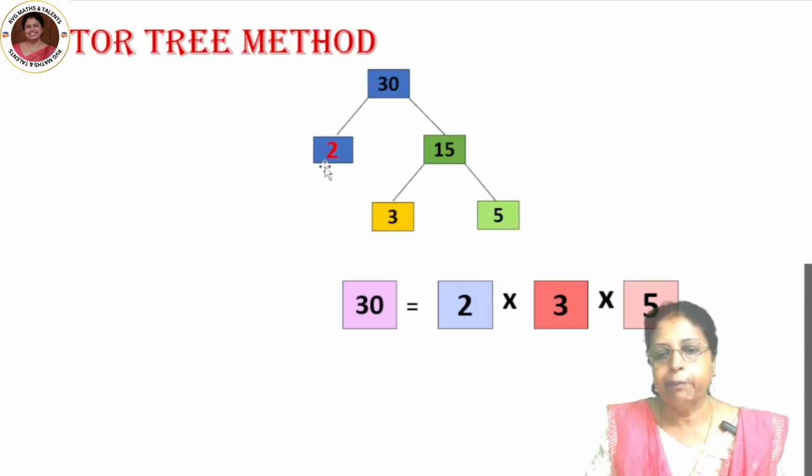30 divided by 2, we will get 15. 15 divided by 3, we will get 5. Then we can write 30 equals 2 times 3 times 5. The factor tree method is familiar to us.